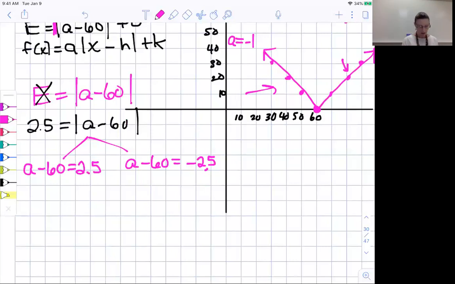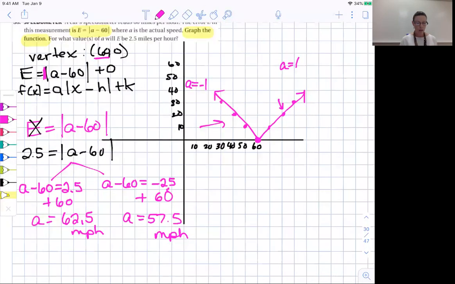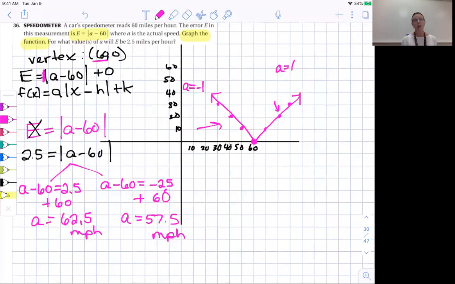So then, yes, Alyssa, we would add 60 both times. And I would get 62.5. And I would also have 57.5. And that's in miles per hour. So if the error of my speedometer, meaning if it wasn't reading correctly and it was off by 2.5 miles per hour, I could actually be going 62.5 miles per hour, or I could be going a little slower than what it's reading, at 57.5 miles per hour.